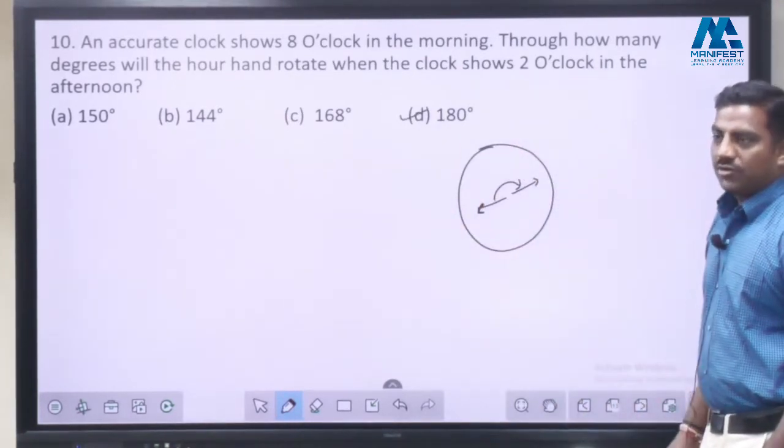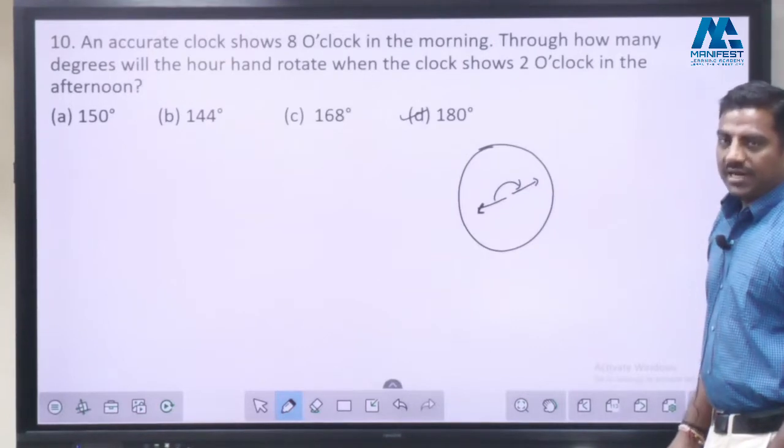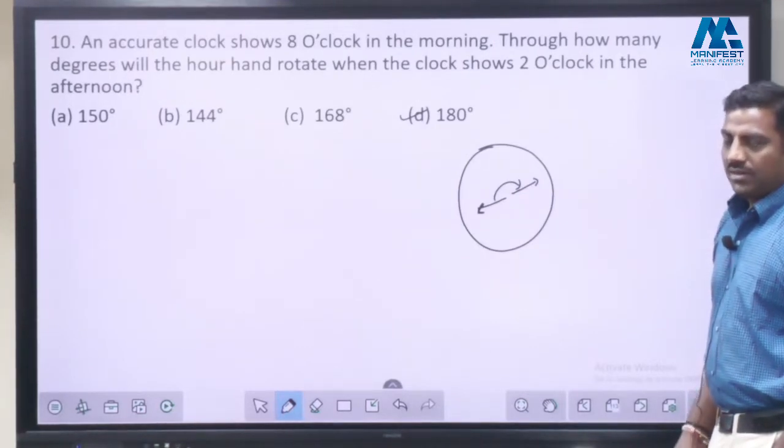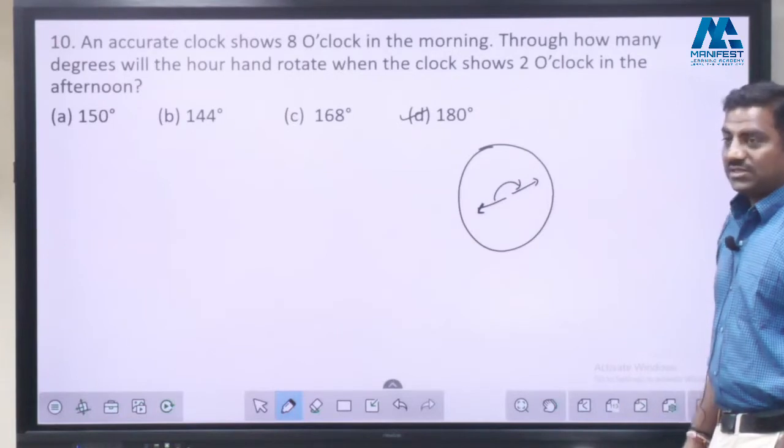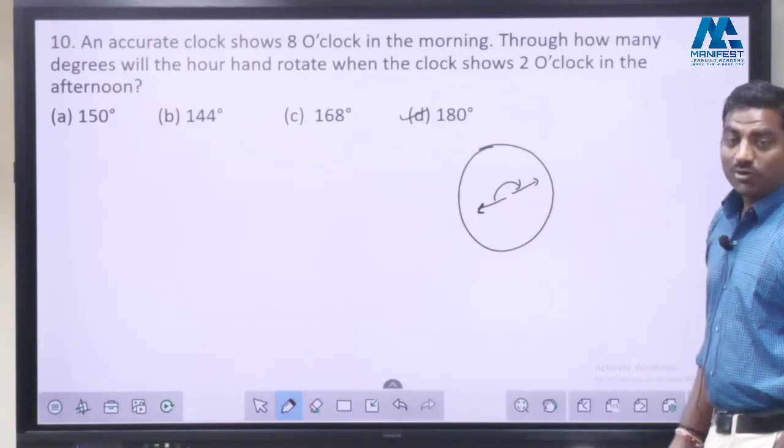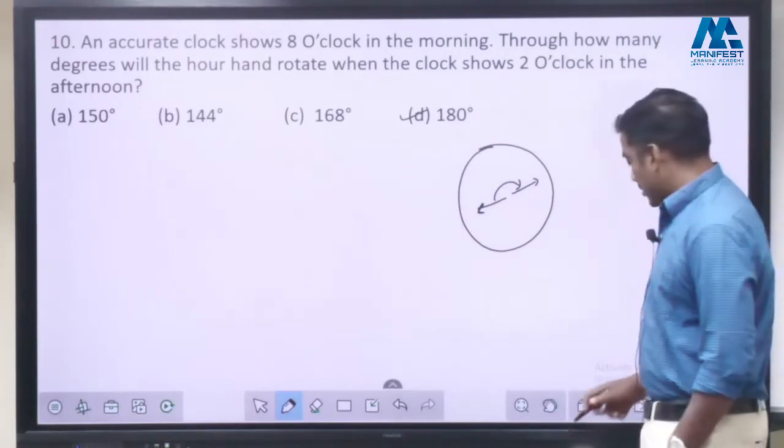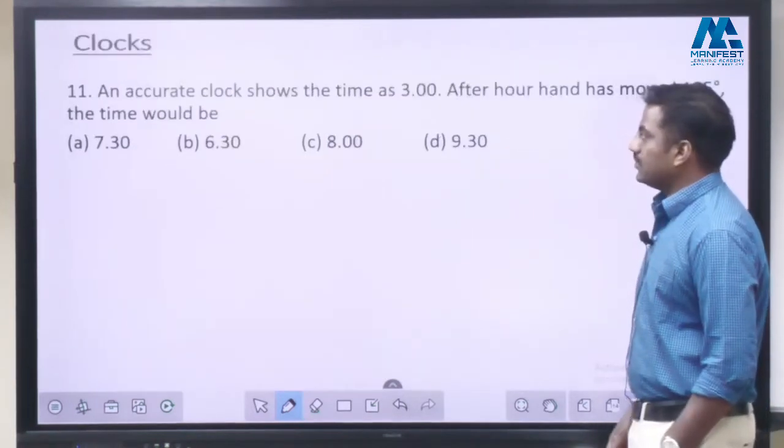But people will confuse with minute. I mean, in hurry, they will take it as minute hand. So how many rounds it will make for 6 hours? 6 rounds. 6 round into 360 degree. Okay. Don't imagine that one.